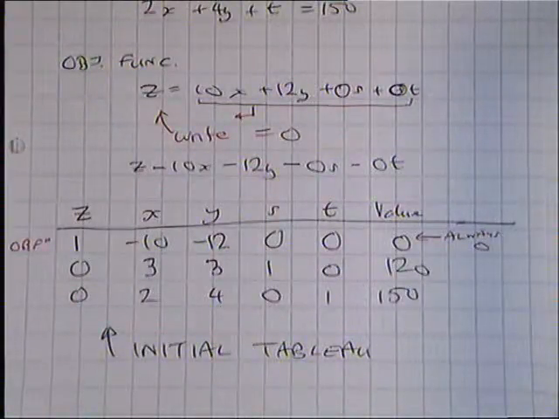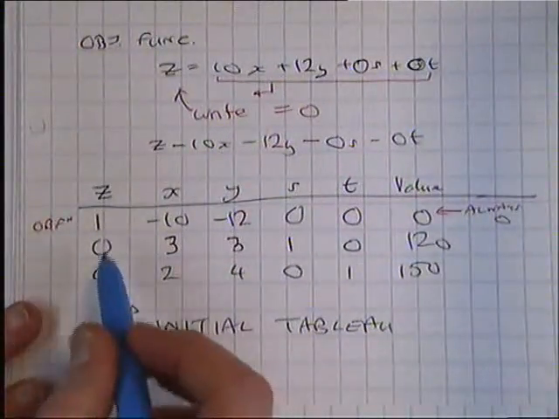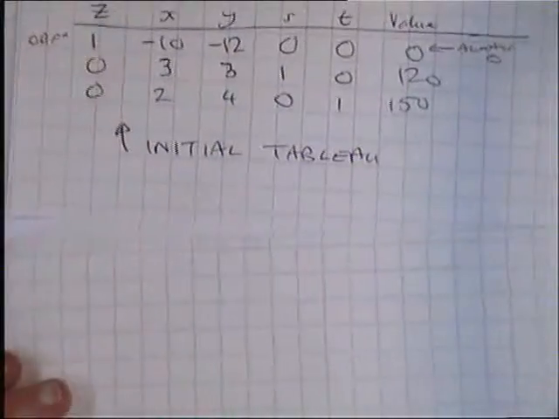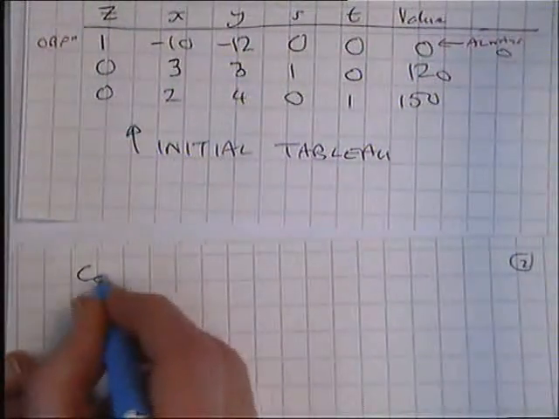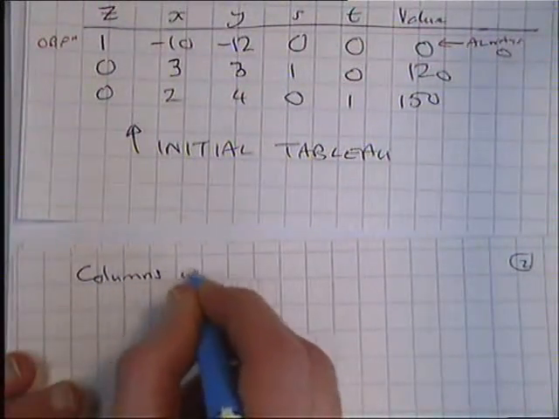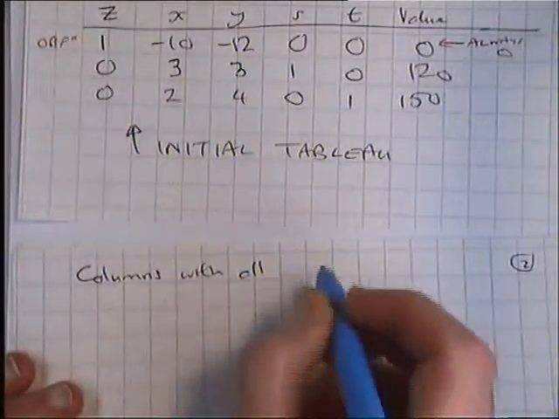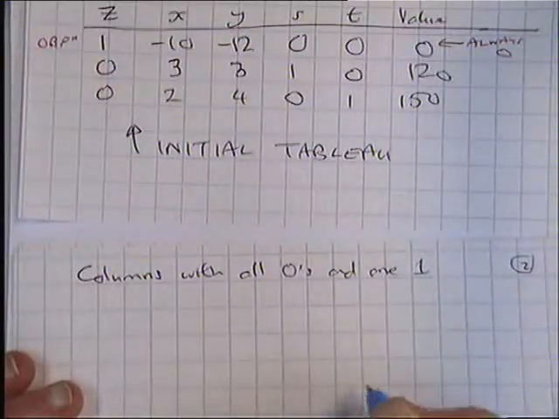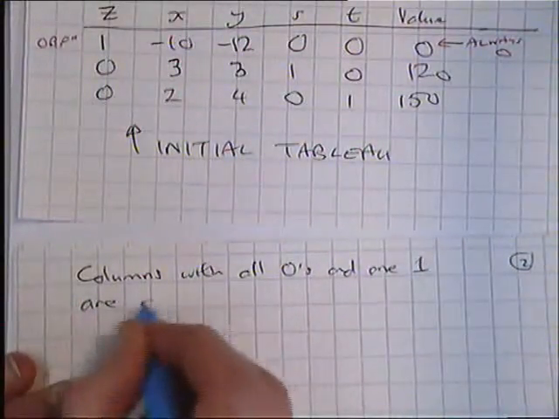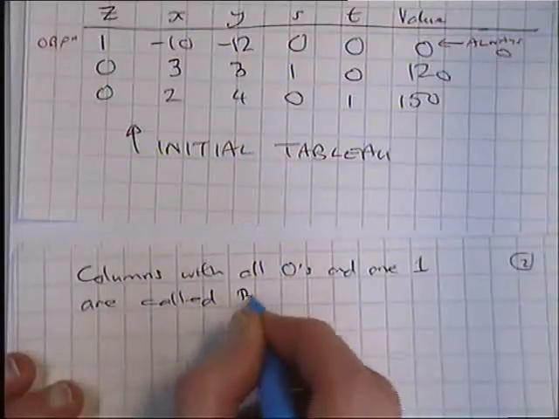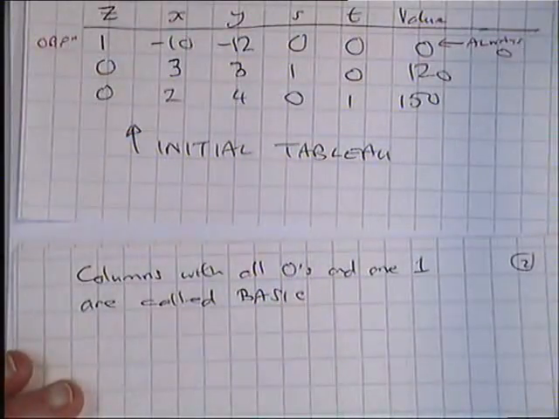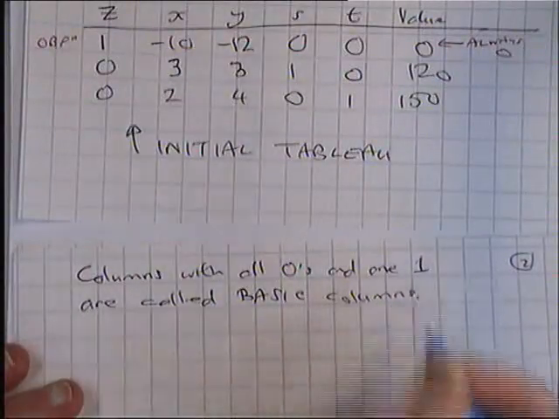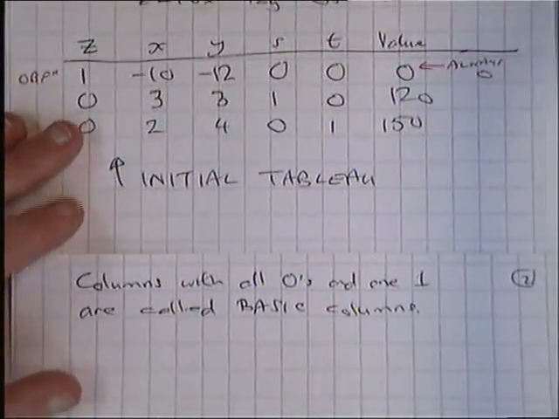That's right. Okay. The columns which have just got zeros and 1, 1 in them, they have a special name. Okay. So can we write down that the columns with all zeros and 1, 1 are called basic columns, or sometimes they're called basic variables. Well, they're called basic columns, the columns itself.